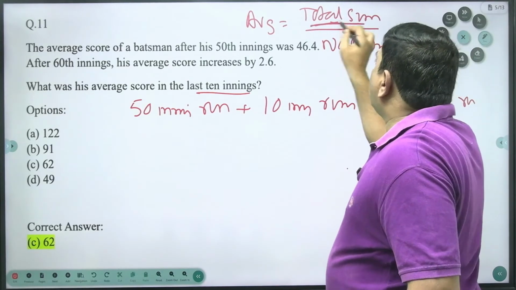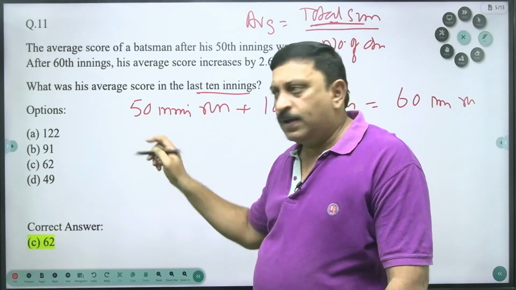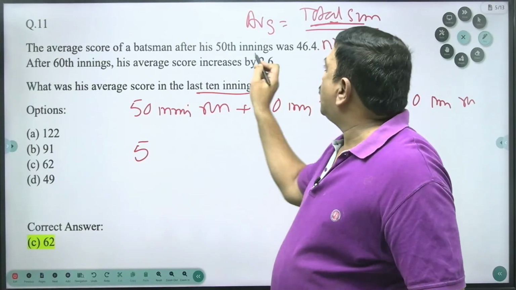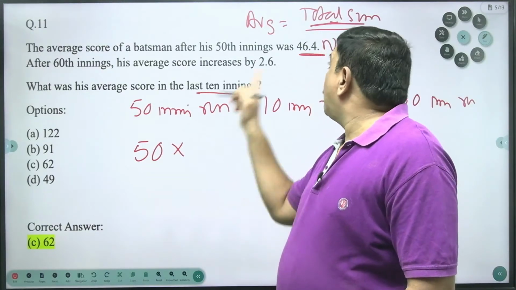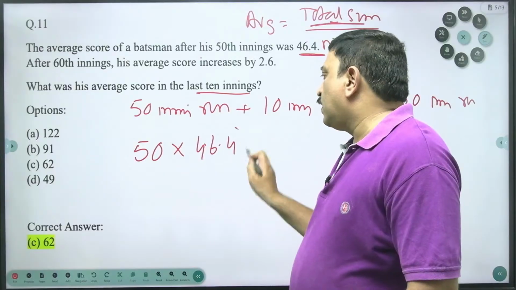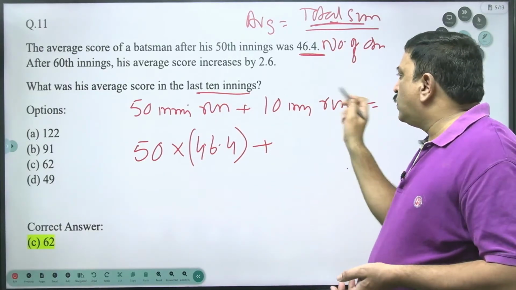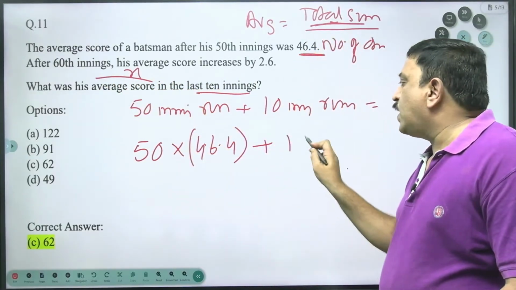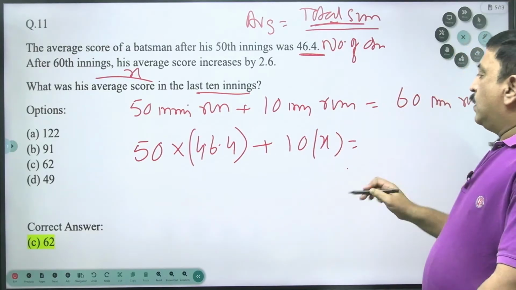So total means nothing but average into number of observations. Number of observations here is 50, so 50 into average. The average is already given as 46.4. And in the 10 innings, we don't know, we need to find that out, so we put it as X. The average score in the 10 innings is X, so it is 10 into X, which equals 60.